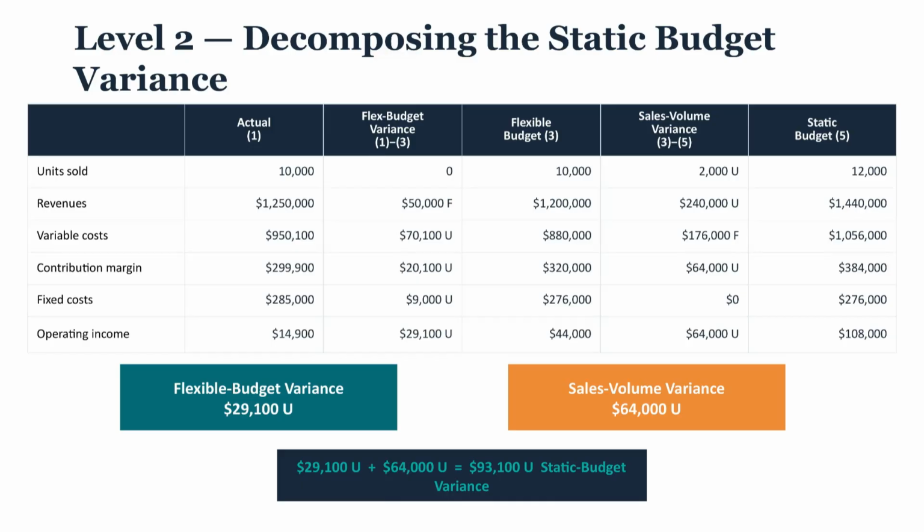The sales volume variance compares the flexible budget to the static budget. Both use the same budgeted prices and costs per unit. The only thing that differs is volume, 10,000 actual versus 12,000 planned. This isolates the pure volume effect, $64,000 U means unfavorable, reduce income, and F means favorable, increase income.